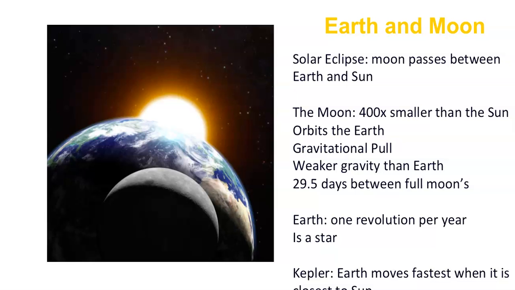It is important to know that Earth and Sun are both stars. A planet is an object that orbits a star. The moon orbits the Earth, which is a star.